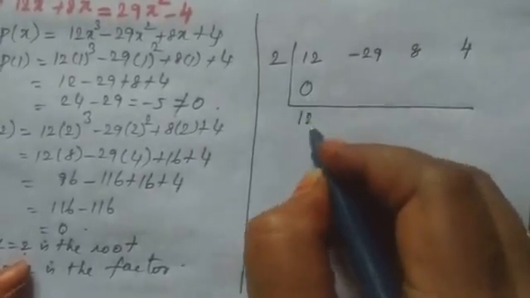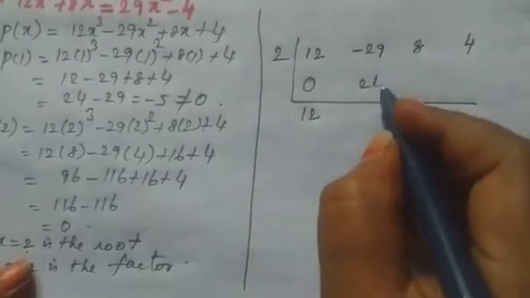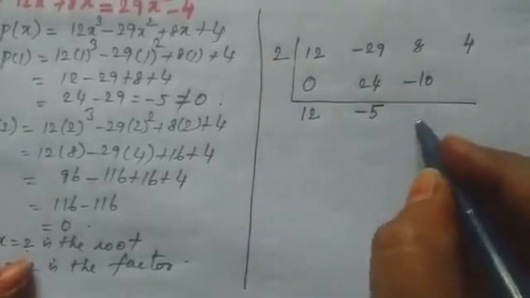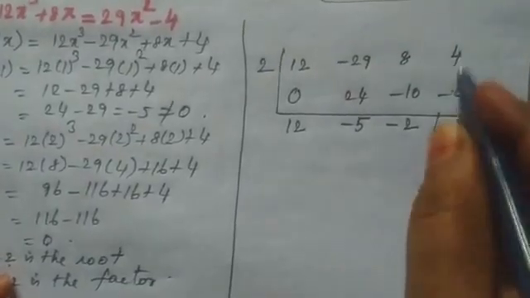So 12 plus 0, we have to add these two. 12 plus 0 is 12. 12 into 2 is 24. When you are adding these two, it is minus 5. Minus 5 into 2 is minus 10. When you are adding these two, it is minus 2. Minus 2 into 2 is minus 4. Minus 4 plus 4 becomes 0.